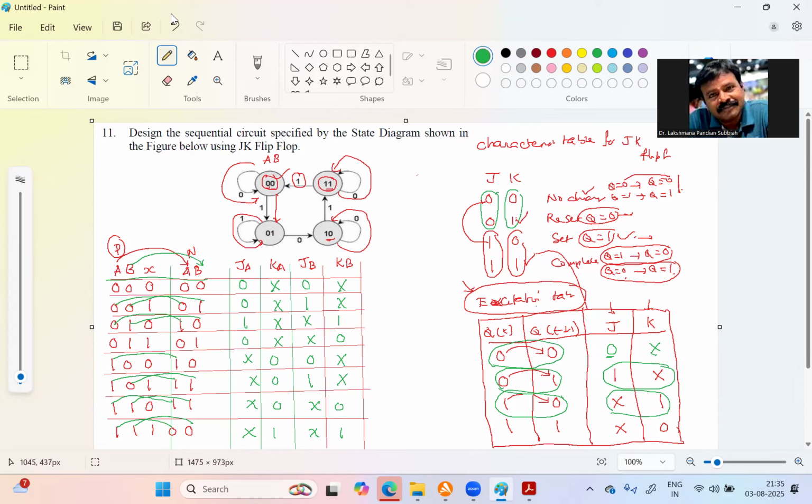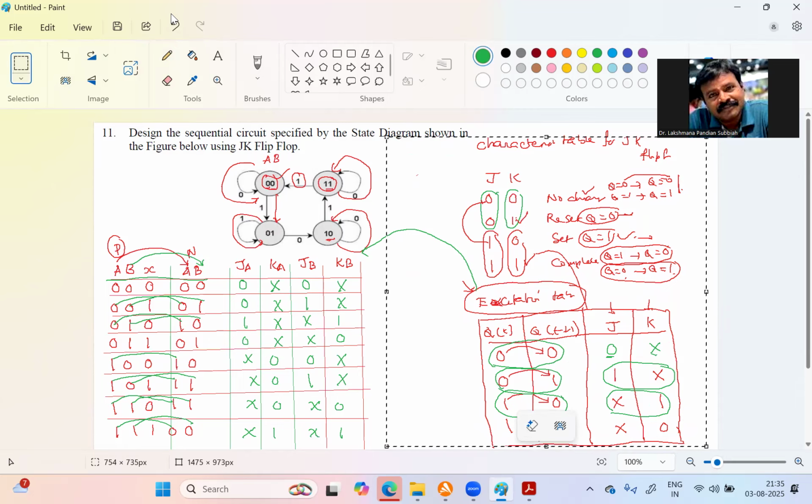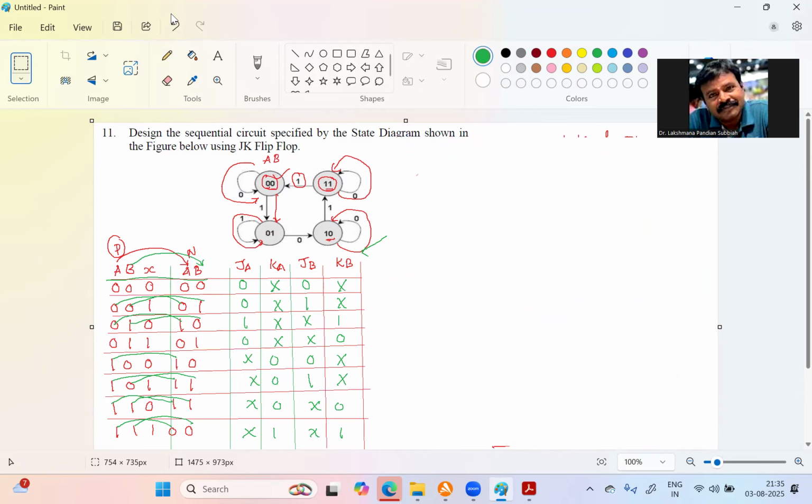So using the excitation table, you have to fill these values, right? Then here we are filling now, and then you have to draw the Karnaugh map for all JK, right? So here you have to draw a Karnaugh map for all JK.